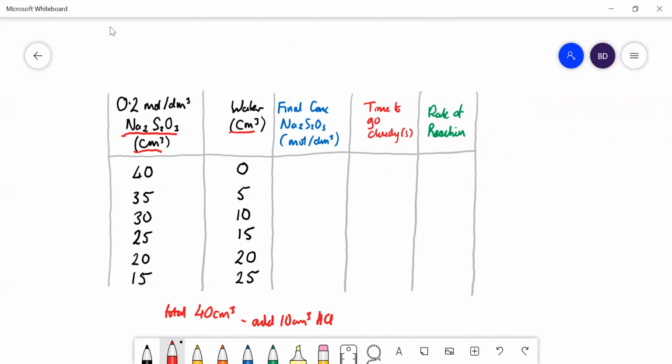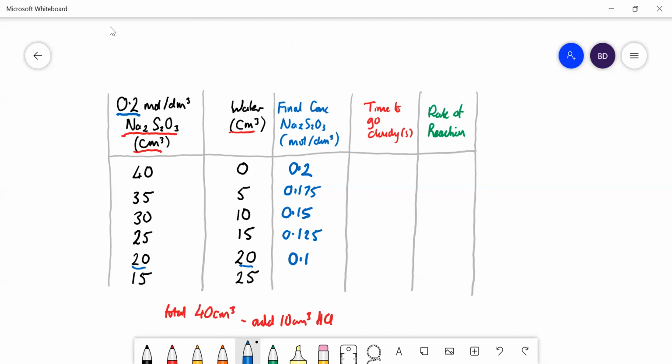So the final concentration of the thio for this one, you're not diluting it at all, so that's going to be 0.2. For this one, where you've added half thio solution and half water, that's going to be obviously 0.1, half of that. This one's going to be in between, that's going to be 0.15, that's going to be 0.175, that's going to be 0.125, and so on.